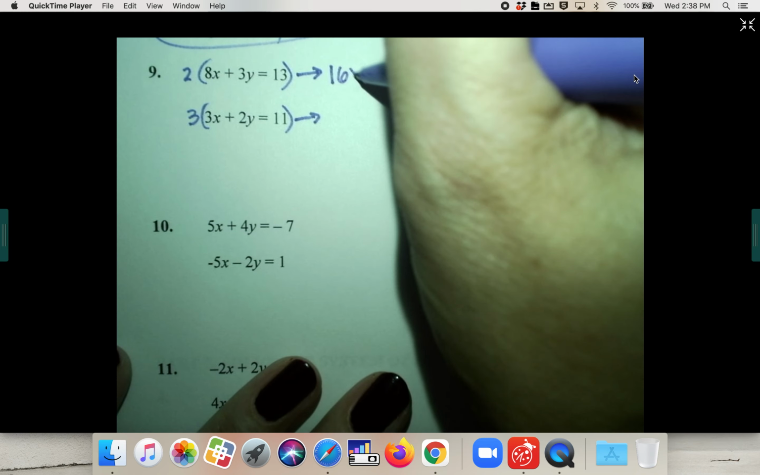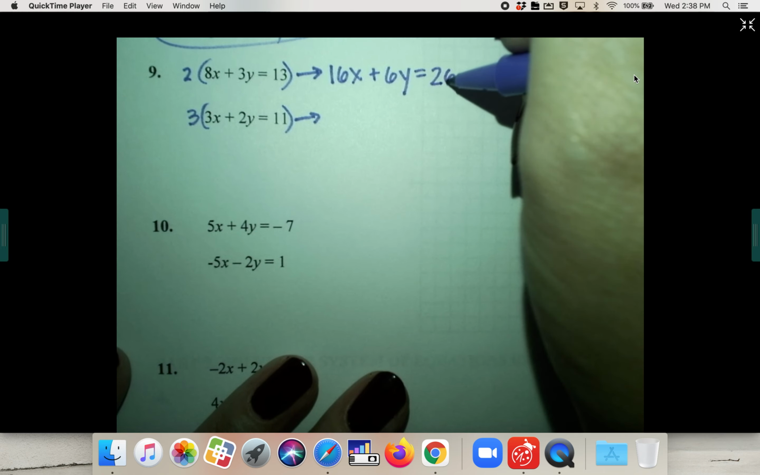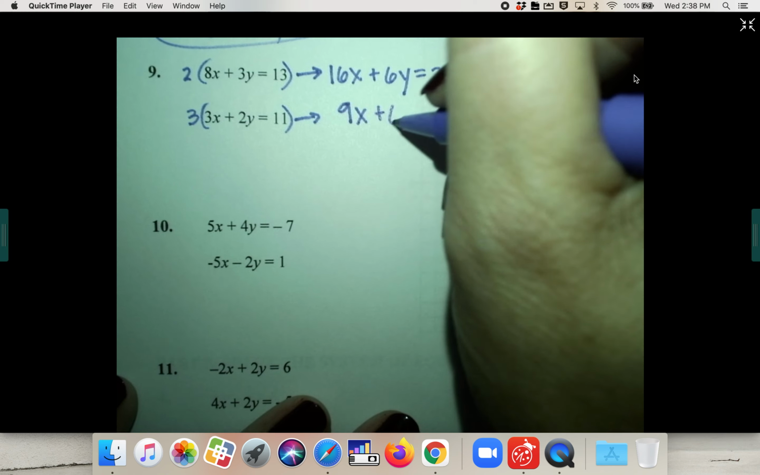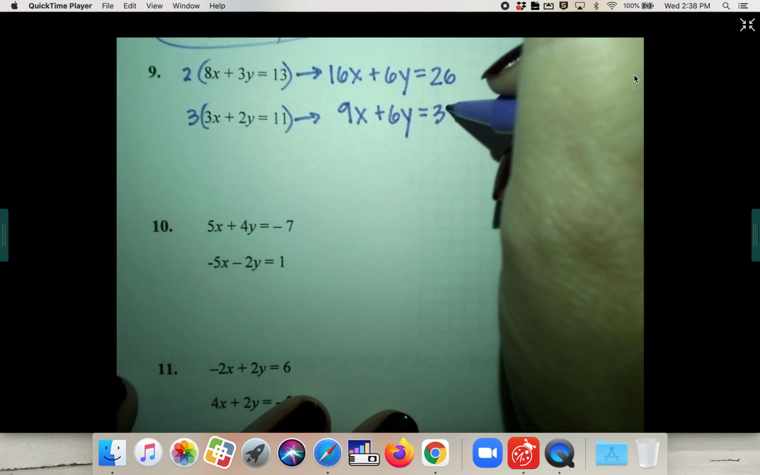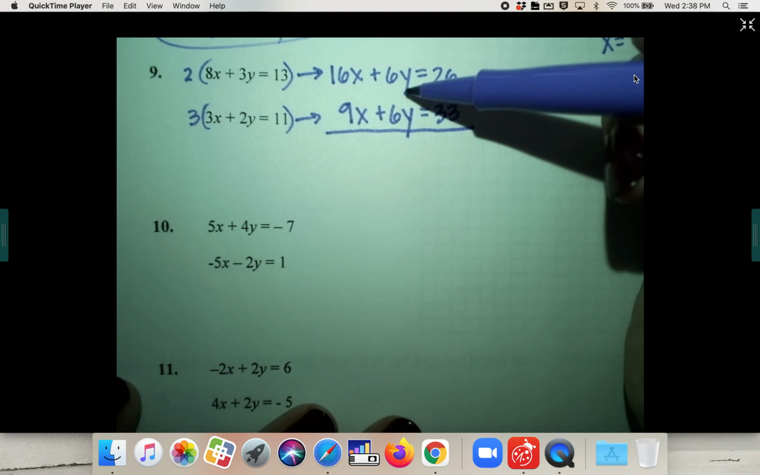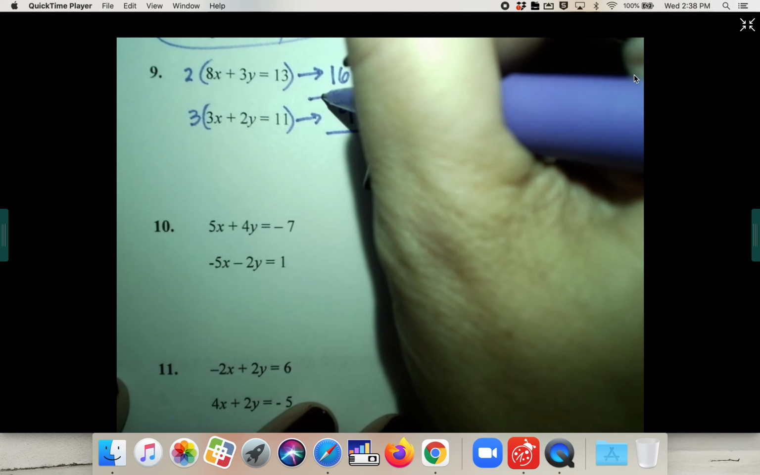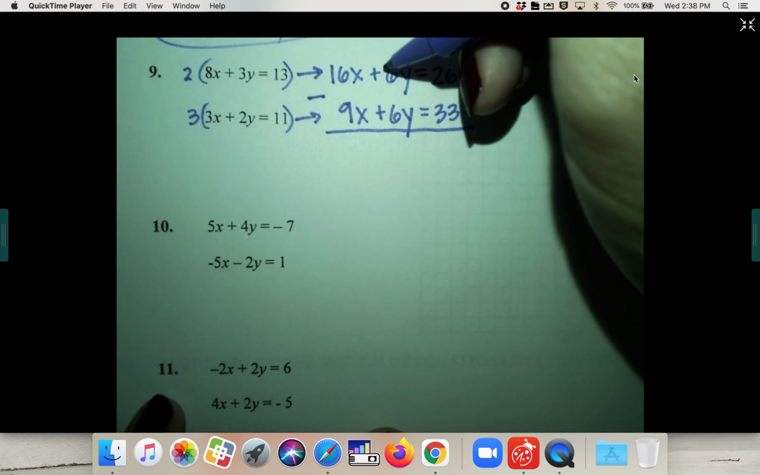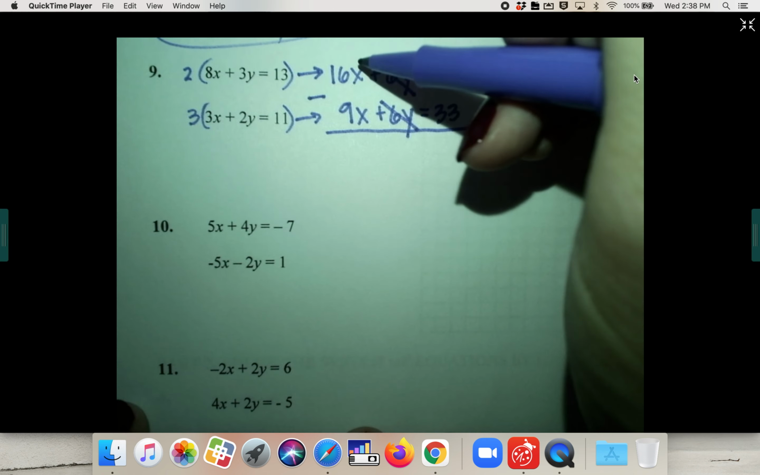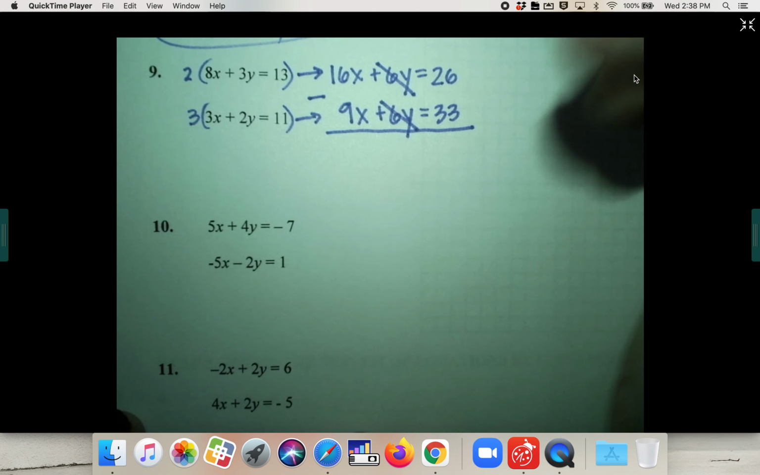So that would be 16x plus 6y equals 26. The bottom one would be 9x plus 6y equals 33. Now, in this case, I'm not going to add because if I add, they won't eliminate. 6 plus 6 is not 0. It would be 12y. So I want to subtract each of the terms because 6y minus 6y is 0. So those would cancel out. So I've got to subtract the other two terms too. So 16x minus 9x is 7x.